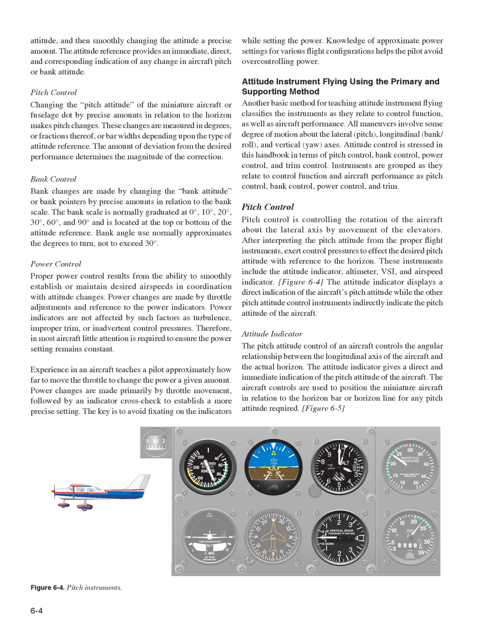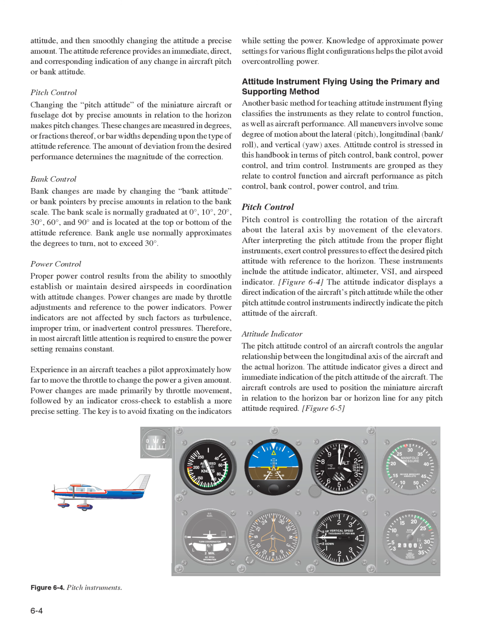Power control. Proper power control results from the ability to smoothly establish or maintain desired airspeeds in coordination with attitude changes. Power changes are made by throttle adjustments in reference to the power indicators. Power indicators are not affected by such factors as turbulence, improper trim, or inadvertent control pressures. Therefore, in most aircraft little attention is required to ensure the power setting remains constant.